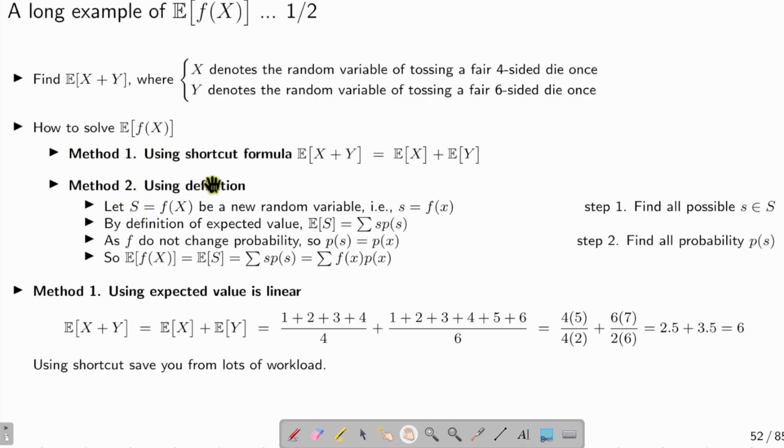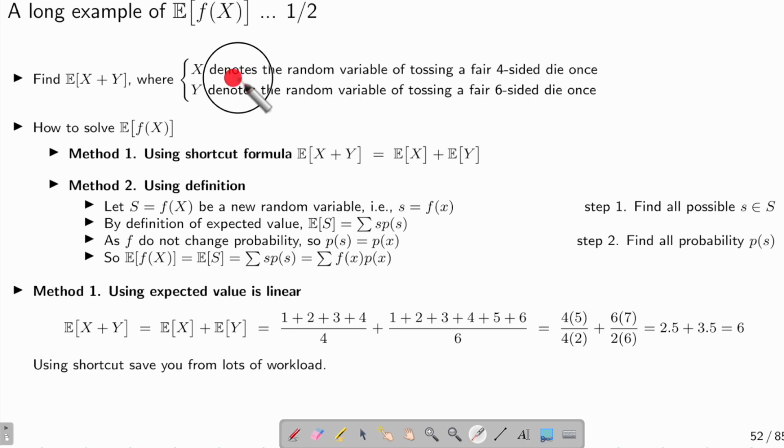The first method is to make use of the formula that expected value is linear. The second way to solve it is by definition. Method 1, we use the fact that expected value is linear. So E[X+Y] is the same as E[X] plus E[Y]. Then we need to find E[X].